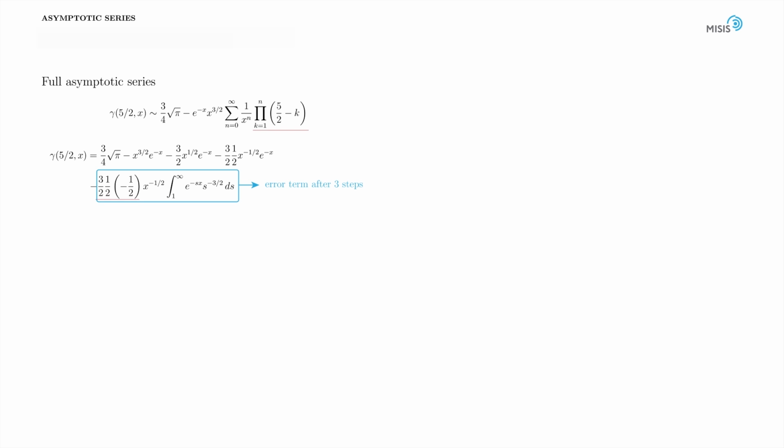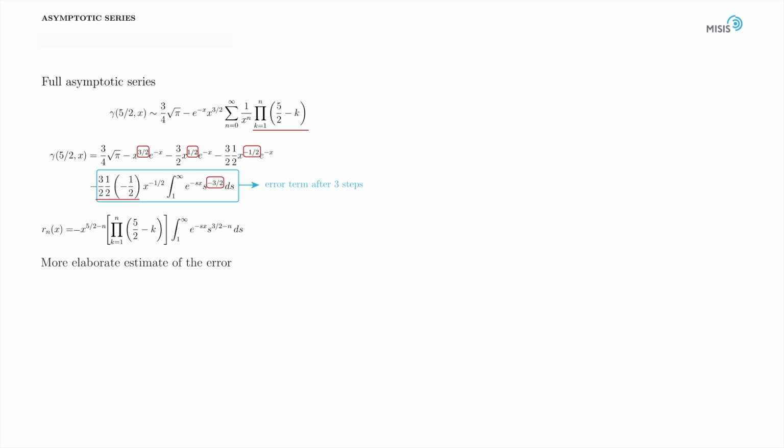We notice the accumulating factorial factor in front of the integral. We also see how the power of x decays from 3/2 after the first step to 1/2 and to minus 1/2 after the third step. Simultaneously, the power of s drops one by one in the integrand of the error term. The remainder term is then as follows.